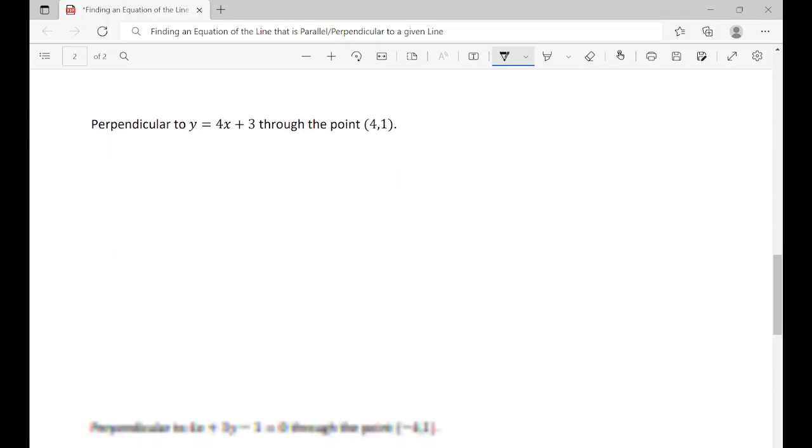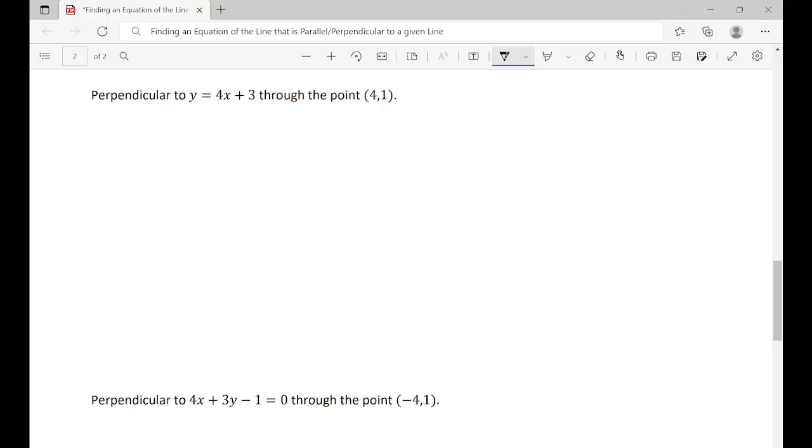So there's parallel. How will we do perpendicular? Same thing. Perpendicular to y equals 4x plus 3 through the point (4, 1). First things first, get m. So our slope here is going to be 4. Nice and easy. But what is the perpendicular slope to 4?